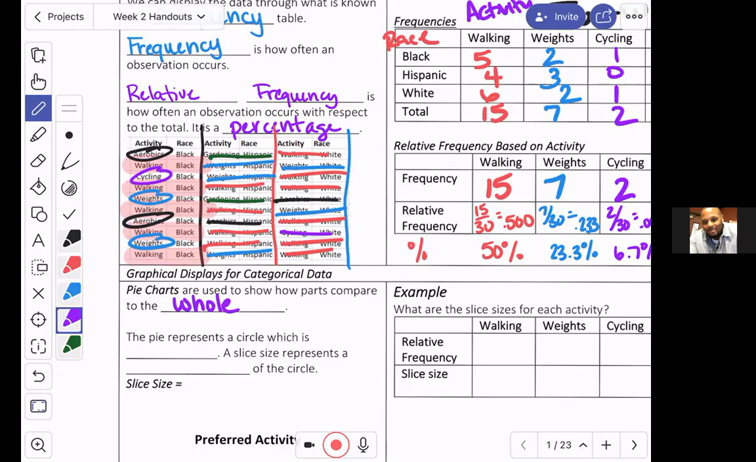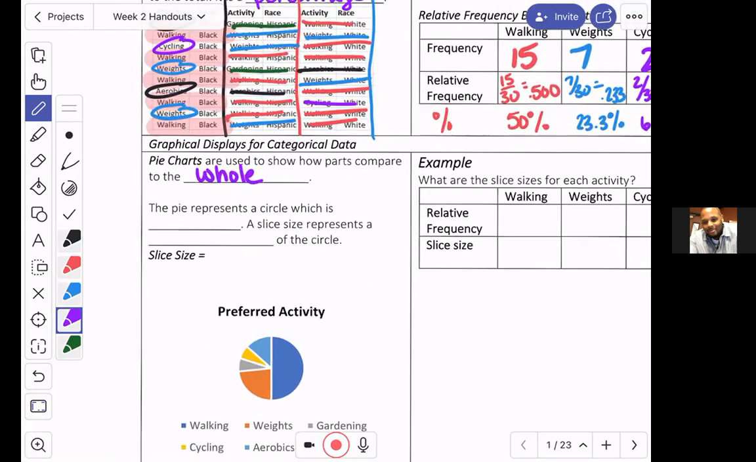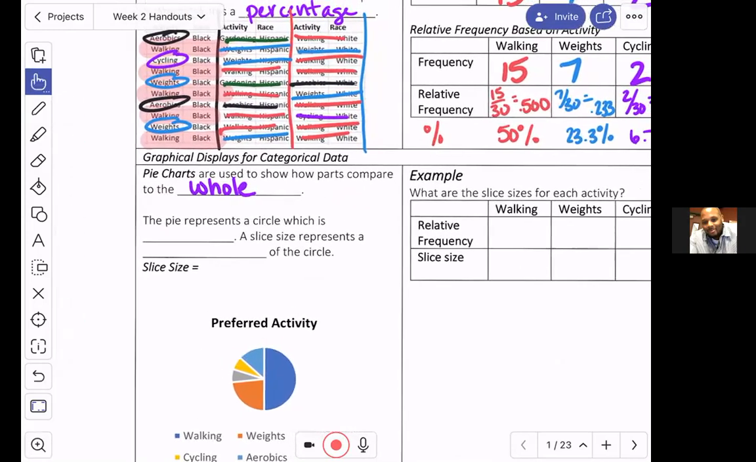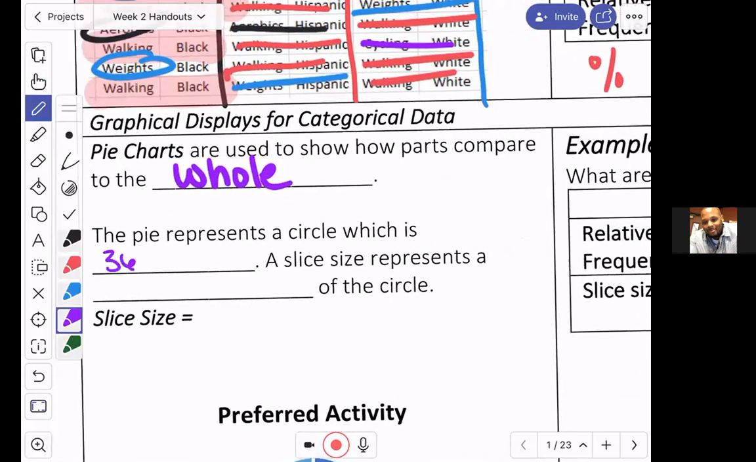And the pie represents a circle, which is, does anybody know how big every circle is? How we reference the size of a circle? 360 degrees. Thank you so much. So the pie represents a circle, which is 360 degrees.